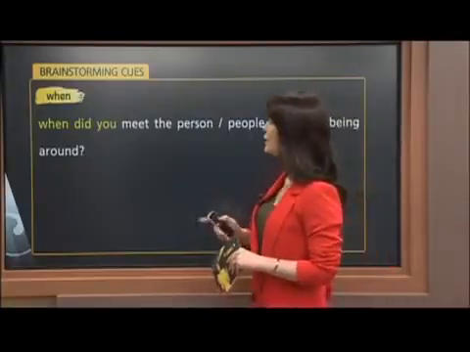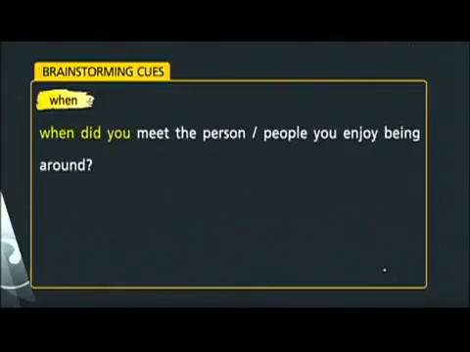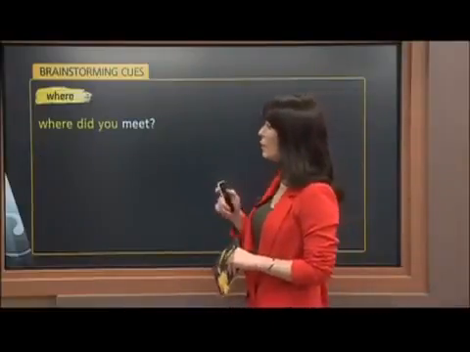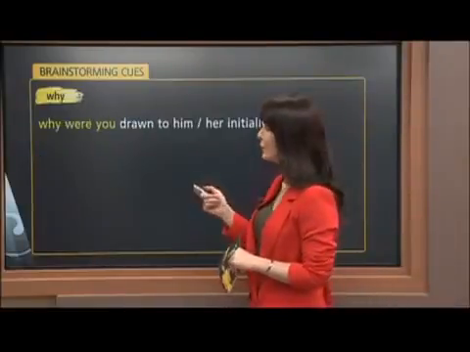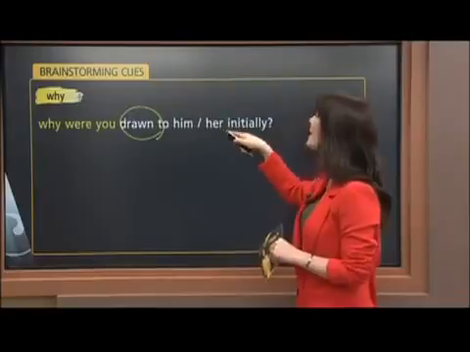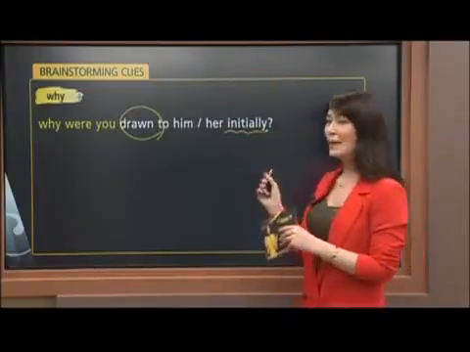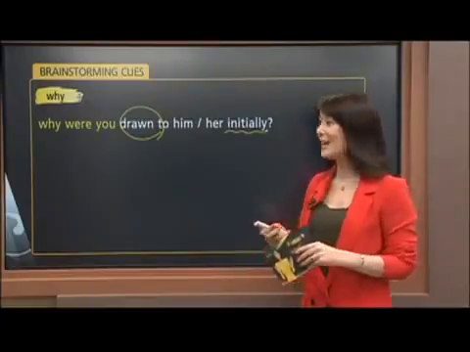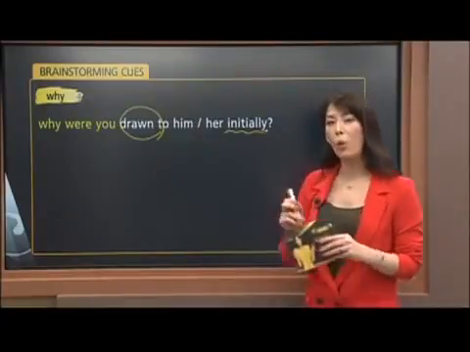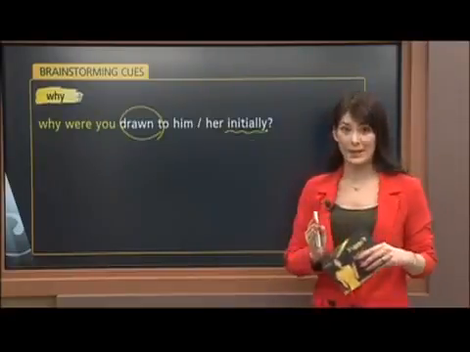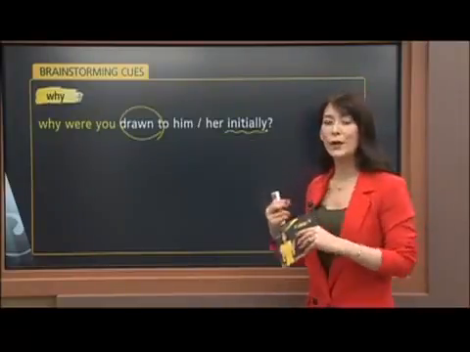Moving on to when. When did you meet the person or people you enjoy being around? Remember, we talked about people you enjoy being around, and perhaps you can talk about when you met this person or people. Also, where you met. So where did you meet? Brainstorm that on your own. Why were you drawn to him or her initially? We've got some words here. Be drawn to somebody or something. What does that mean? Draw in this case does not mean to draw a picture. It means to attract. So why were you drawn to him or her means what was it about this person that attracted you? Initially means in the first place, to begin with. So what was so special about him or her that you were attracted to this person?